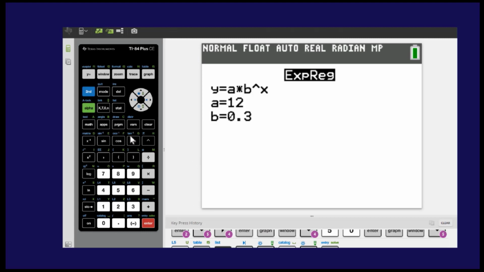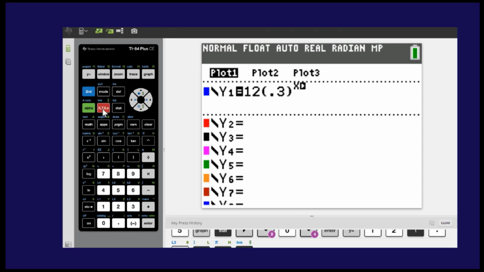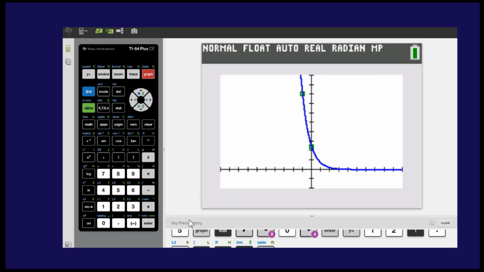So now let's go back to the y equals and plug in our equation. It's y equals 12, and in this case, because we have a decimal, I'm going to put it in parentheses, 0.3, and that's to the x power. So not x squared, but put it to the x. That's our exponential. Then we're going to hit graph and see if it goes through our 2 points. Perfect. That means we plotted our points correctly, and we also solved it correctly algebraically. And that ends this particular part of the video.